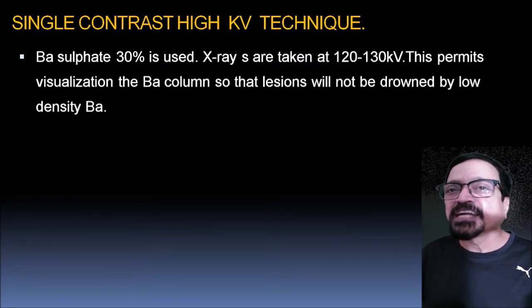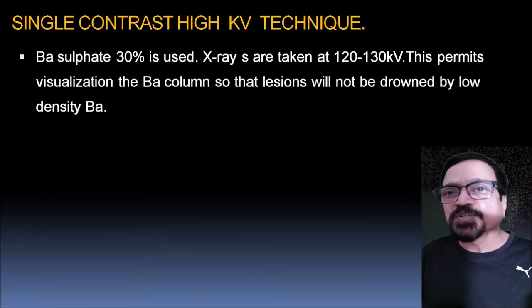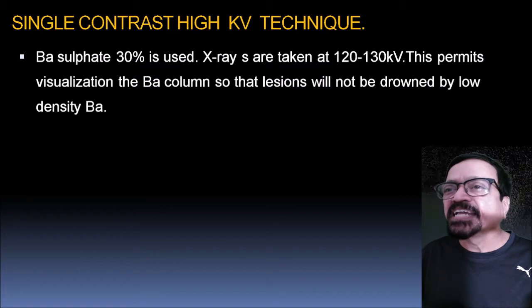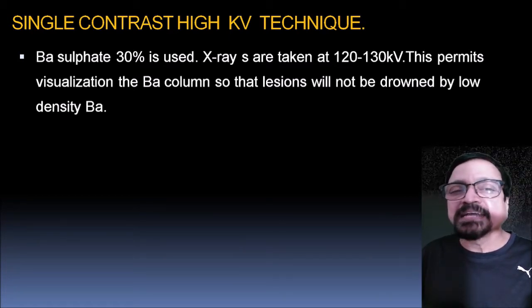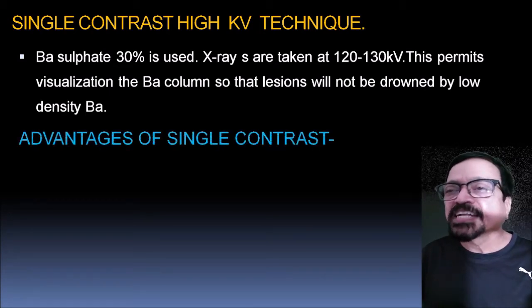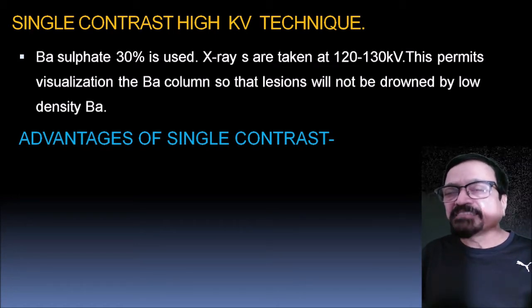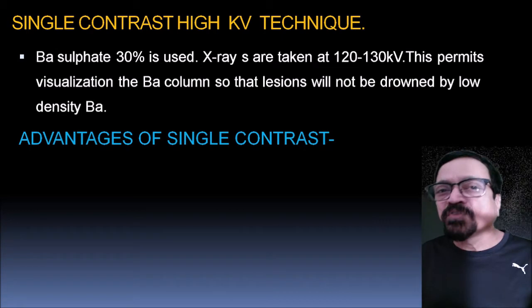Now, barium sulfate 30% is used. X-rays are taken at 120 to 130 kV. This is the technique we are talking about, and this permits visualization of the barium column so that lesions will not be drowned by low density barium. A lesion that has a lot of barium over it may get obscured. So for that reason we have to change the position, we have to apply compression, and when required we can go for a double contrast.